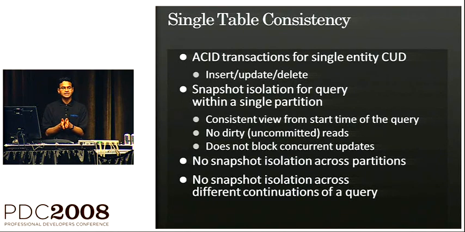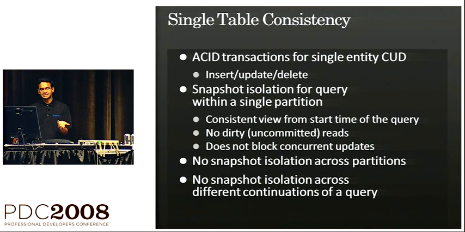While we do have snapshot isolation for a query, there is no snapshot isolation across partitions or across different continuations of a query. Now, as I pointed out in the pagination example, you have to send multiple queries to get all the results that you wanted. So that meant you sent multiple queries to the server. Each of these queries would represent a different snapshot in time, because they all start at different times on the server. So you have to be aware of that possibility when you evaluate the results that you get back.